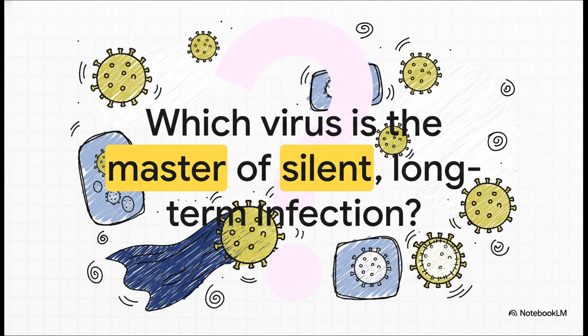You've got these 5 viruses, and they're all dangerous for sure. But one of them is a true master of persistence. It knows how to hide from our immune system and set up a silent, lifelong infection. Our job is to figure out which one it is and exactly how it pulls it off.